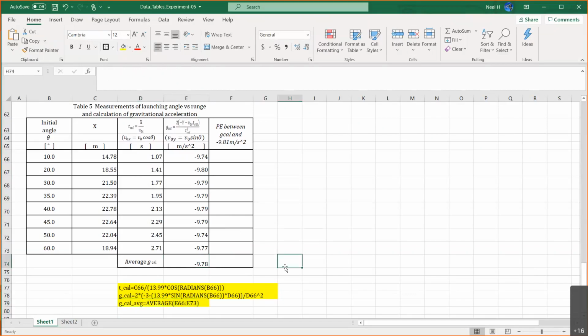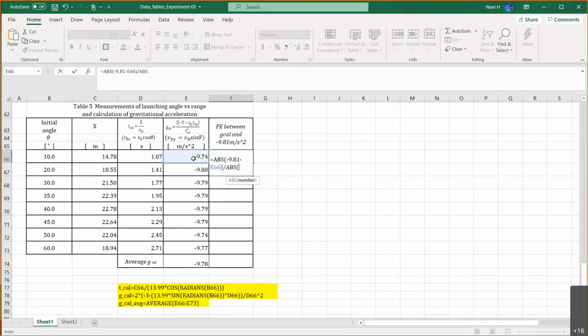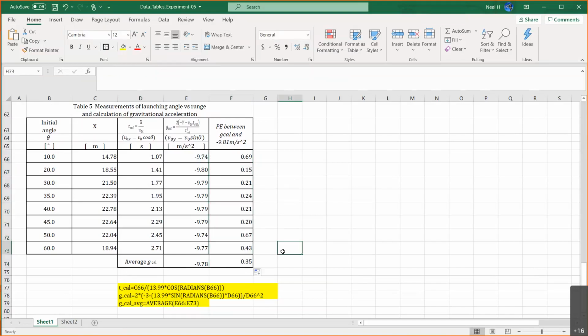Okay, now let's do percentage error: equal ABS parentheses minus 9.81 minus calculated gravity, divide by ABS parentheses minus 9.81 close brackets, multiplied by 100. So now we are within about 0.5, or 0.6% maximum, of error.